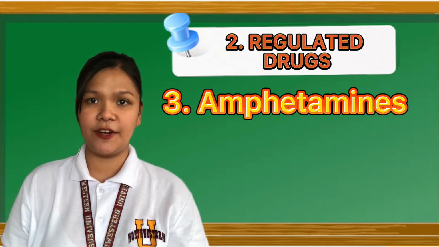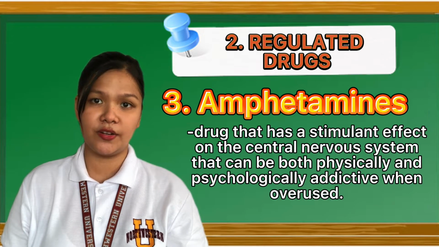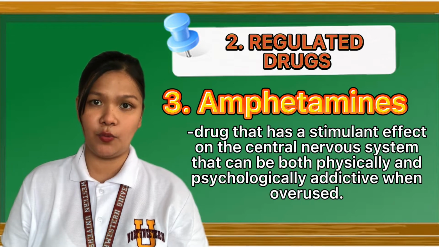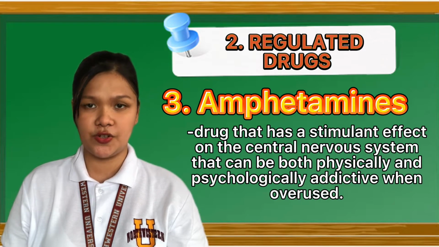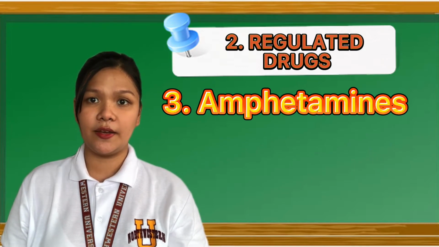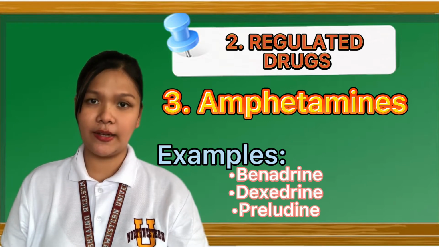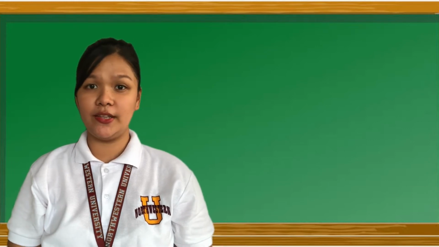And finally, amphetamines. So this is a drug that has a stimulant effect on the central nervous system that can be both physically and psychologically addictive when overused. Amphetamines have been much abused recreationally. So these are a group of stimulant drugs like Benadryl, Dexedrine, Preludin, and etc. Now we are done talking about regulated drugs.